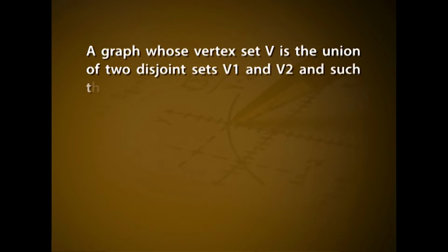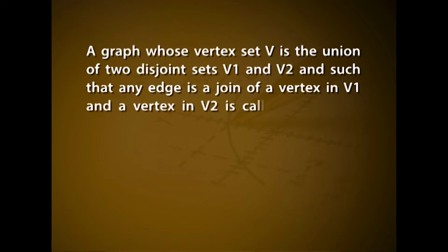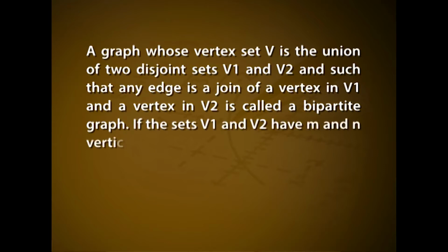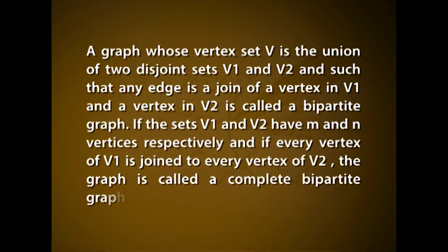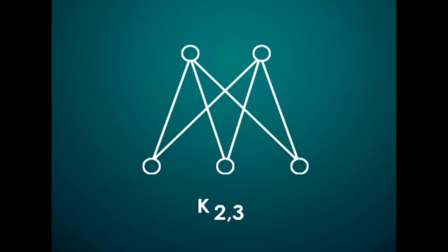A graph whose vertex set V is the union of two disjoint sets V1 and V2 such that any edge is a join of a vertex in V1 and a vertex in V2 is called a bipartite graph. If the sets V1 and V2 have m and n vertices respectively, and if every vertex of V1 is joined to every vertex of V2, the graph is called a complete bipartite graph and it is denoted by Kmn. The following figure represents the complete bipartite graph K23.